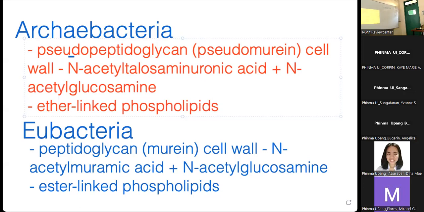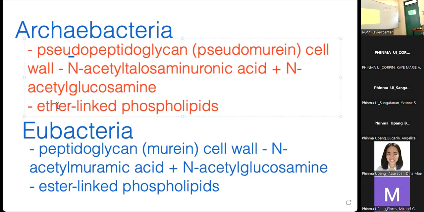Now, because of the difference in the structures of your archaebacteria and your eubacteria, they tend to have different characteristics. Mas capable of withstanding high temperature and high salt concentrations yung archaebacteria compared to your eubacteria. Alright? So, yan yung dahilan kung bakit meron tayong extreme thermophiles, extreme halophiles with archaebacteria and not with your eubacteria. Alright? So, that's basically what differentiates the two prokaryotes.